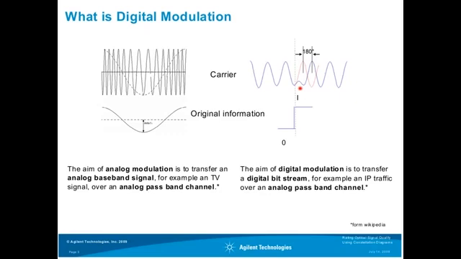So what does Wikipedia say about the difference between analog and digital modulation? The aim of analog modulation is to transfer an analog baseband signal, for example, a TV signal, over an analog passband channel. In contrast, the aim of digital modulation is to transfer a digital bit stream, for example, IP traffic, over an analog passband channel. So in both cases, we transmit the signal over an analog passband channel, but the nature of the original signal is different.